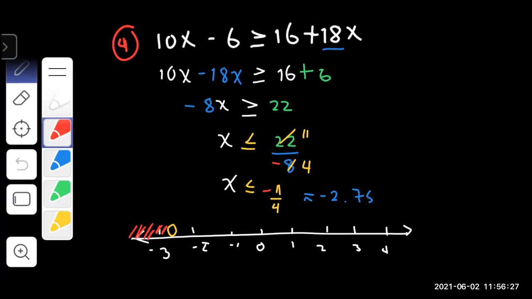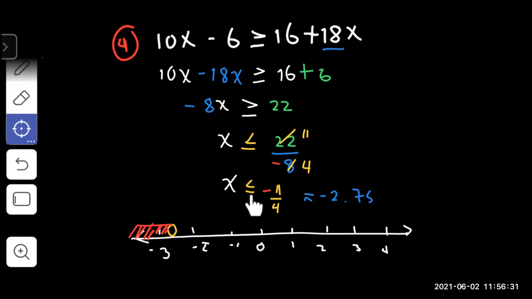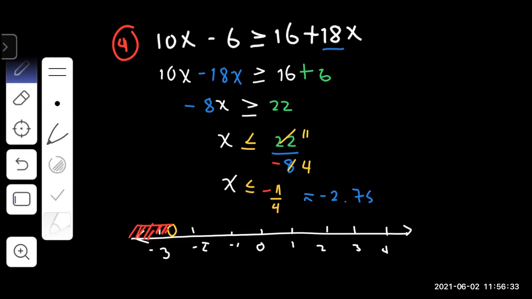I couldn't continue because I didn't make more points. And now, should I fill it or leave it empty? Fill it, because it got that equal sign. I included it. That is the solution. Here, I have a question for you. Tell me, why is it important to fill the circle? We can put any circle there.